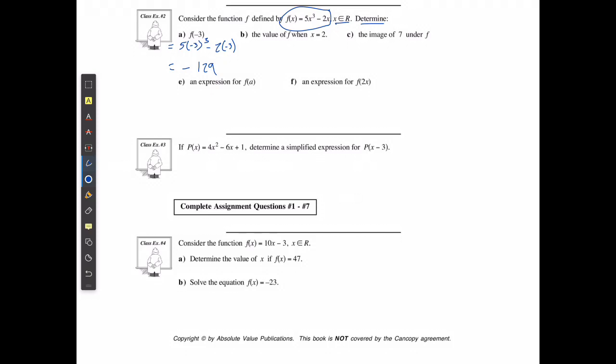When it says the value of f when x is equal to 2, it literally is stating the same thing that the first one did, whereas just this would be the same as f of 2. And I'm just going to replace the variables again. 5 bracket 2 to the power of 3 minus 2 bracket 2, and that's going to give me 36.